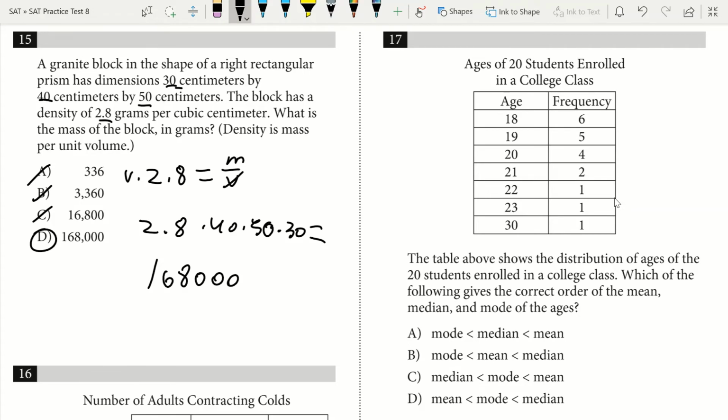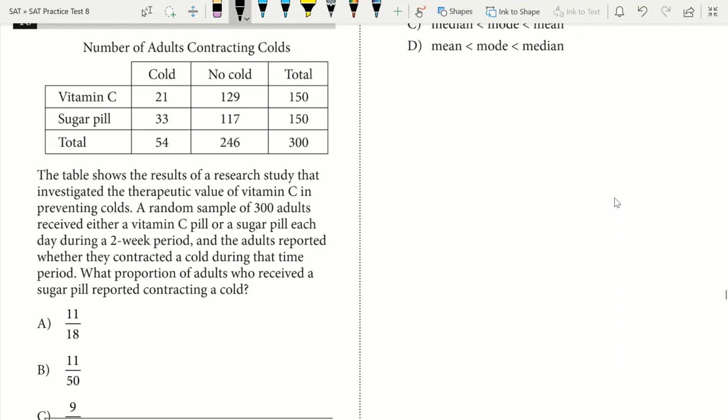All right, question 16. Number of adults contracting colds. The table above shows the results of a research study that investigated the therapeutic value of vitamin C in preventing colds. A random sample of 300 adults received either a vitamin C pill or a sugar pill each day during a 2-week period, and the adults reported whether they contracted a cold during that time period. What proportion of adults who received a sugar pill, so we're only considering the results who received the sugar pill, so this row right here, reported contracting a cold?